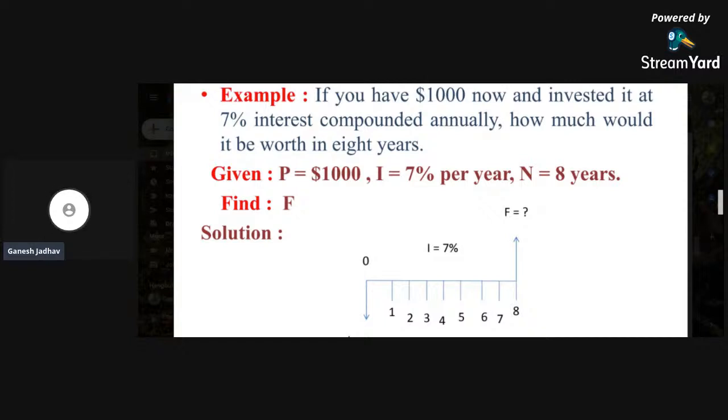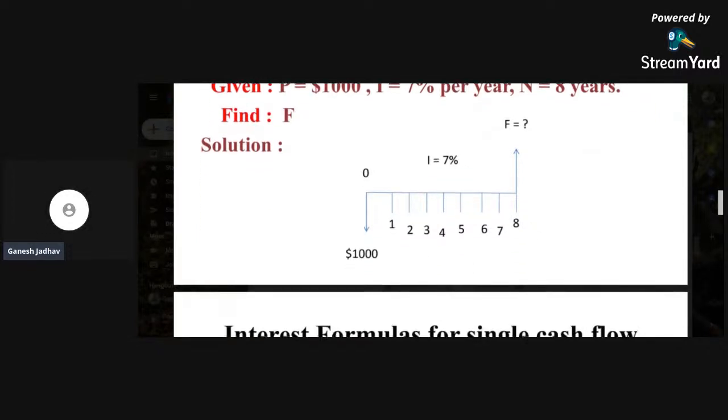Then I, what is your interest? 7% per year. Then the value of N, what is your N? N is 8 years. Then you are required to find F. So this is your primary value, the primary amount, which is $1,000. But at the primary stage the interest is 0.